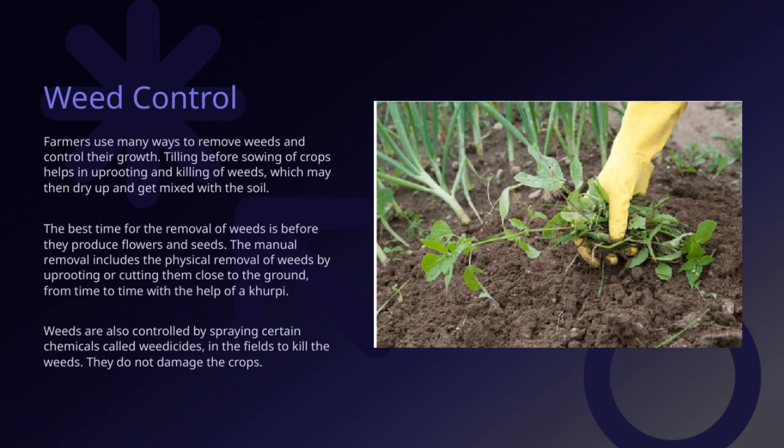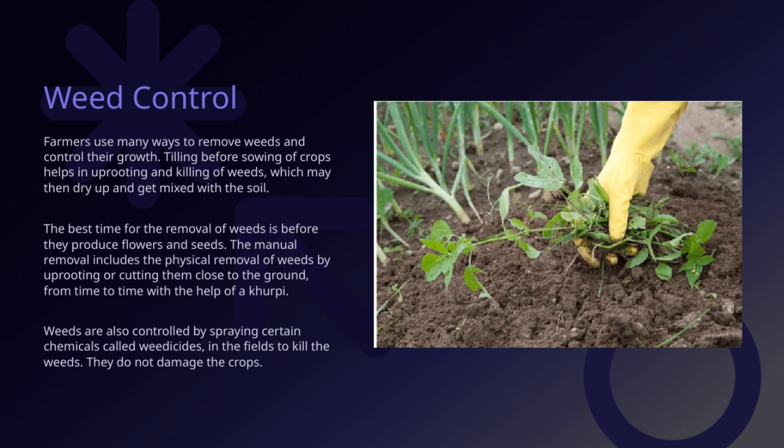The best time for the removal of weeds is before they produce flowers and seeds, because at that stage, it's easier to control them and prevent further spread. Manual removal involves physically uprooting or cutting the weeds close to the ground, often using a kerpie, which is a simple farming tool. Farmers use many methods to remove weeds and control their growth, and one effective method is tilling the soil before sowing the crops.